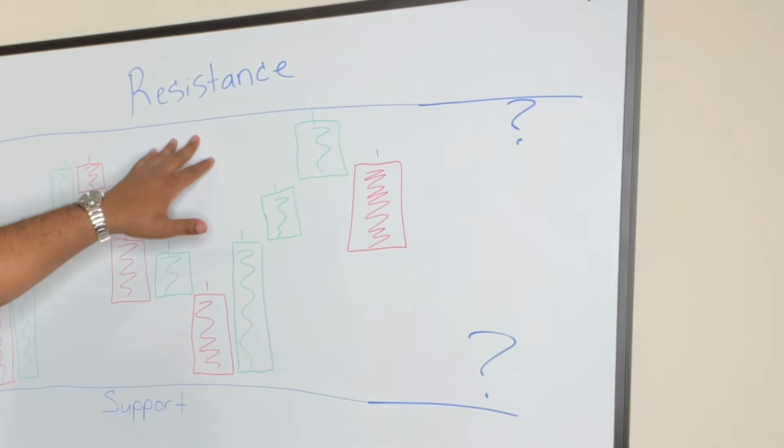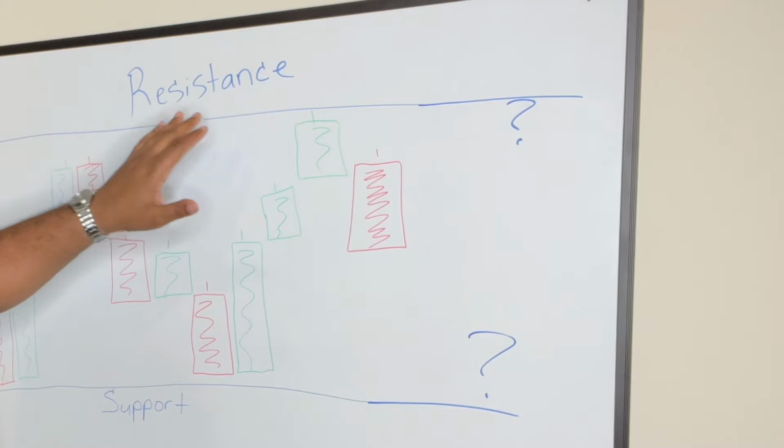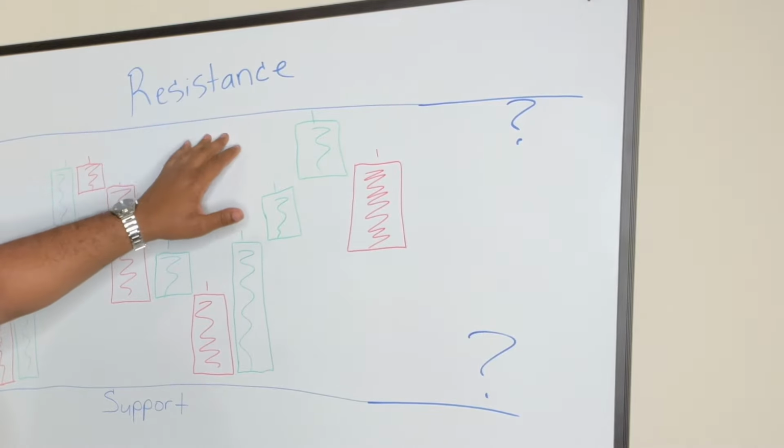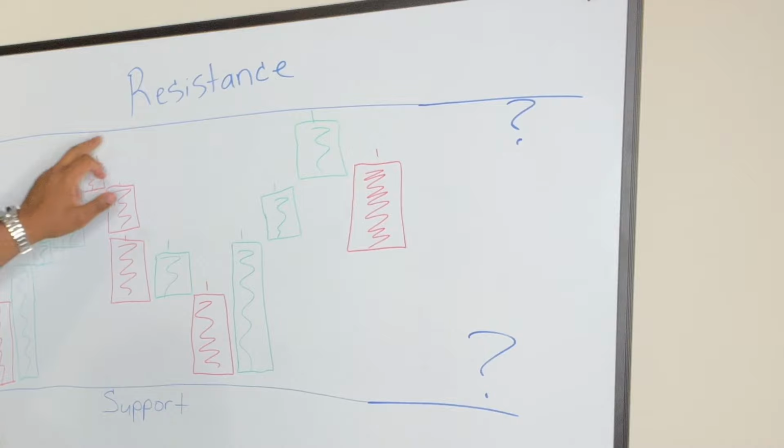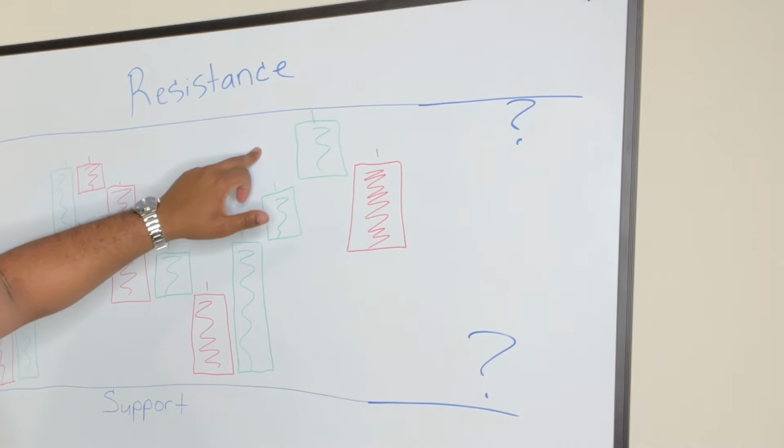Same thing on resistance here. This is where sell orders are going to be. This is where traders are going to take profits. You'll see at least two bounces here to kind of establish that trend.